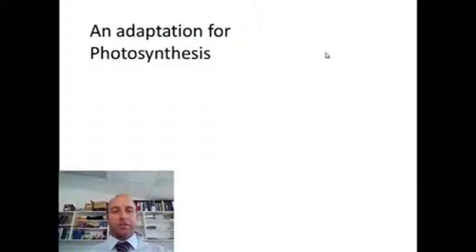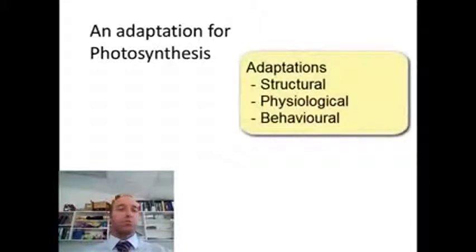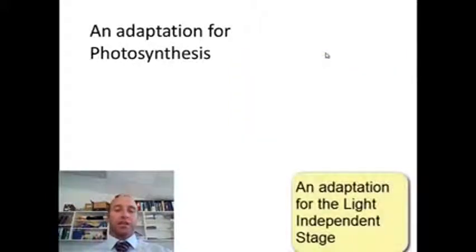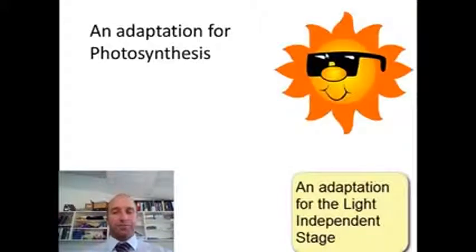Now these different reactions are adaptations for photosynthesis, and as you know from studying adaptations, they can be structural, physiological or behavioural, and they can occur in both plants and animals. And the adaptation we're looking at here is a physiological adaptation in plants. That's how the reaction actually happens in the cells.